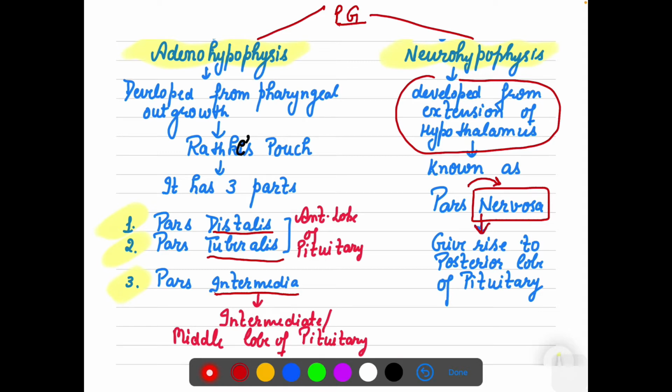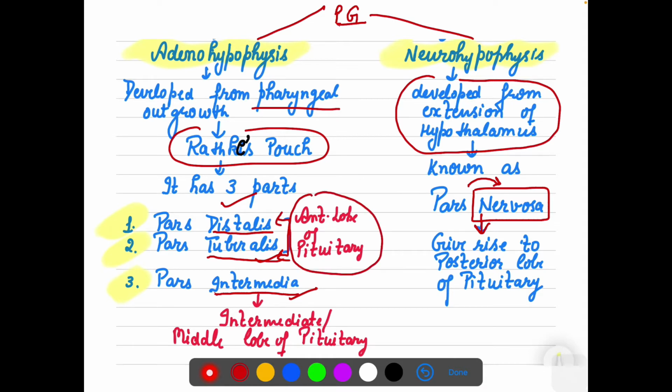अब जो adenohypophysis है वो outgrowth है किसकी? Pharyngeal की, and it is known as Rathke's pouch. और इसके भी आगे तीन parts हैं, distalis, tuberalis and intermedia. जो distalis and tuberalis हैं, they combine together and form the anterior lobe of pituitary. So जो आपका anterior lobe of pituitary बना है वो किससे बना है? Pars distalis and pars tuberalis. और जो आपका posterior lobe of pituitary है वो किससे बना है? It is from the pars nervosa.